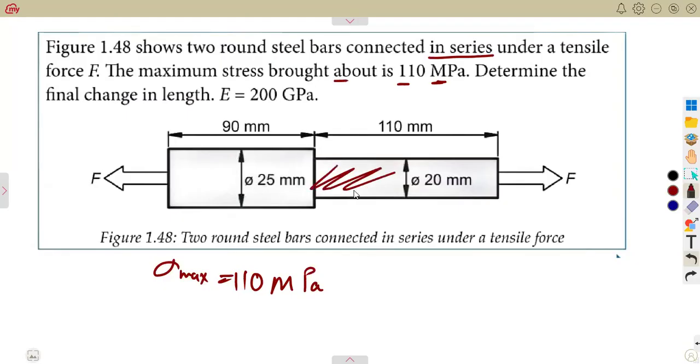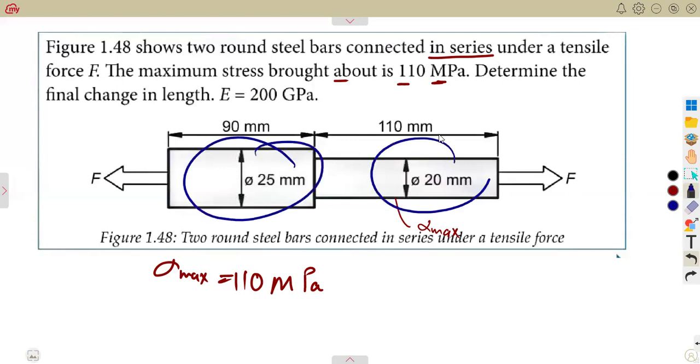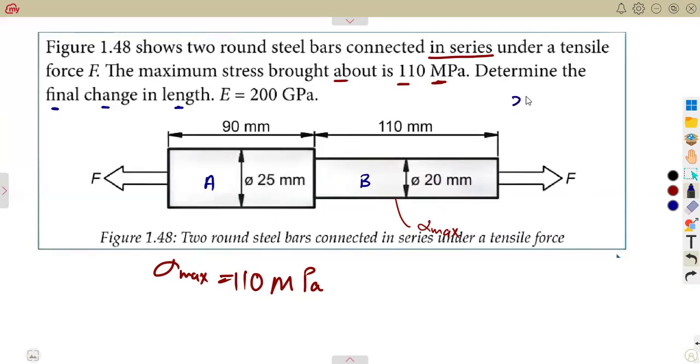By looking at the cross-section, this is a bigger cross-section and this is a smaller cross-section. So this is where our maximum stress happens, where there is a smaller section. There are two things to consider, this section and this section. You can call them 1 and 2, or A and B, it's up to you. We are asked to determine the final change in length, the total change in length, the whole of it.